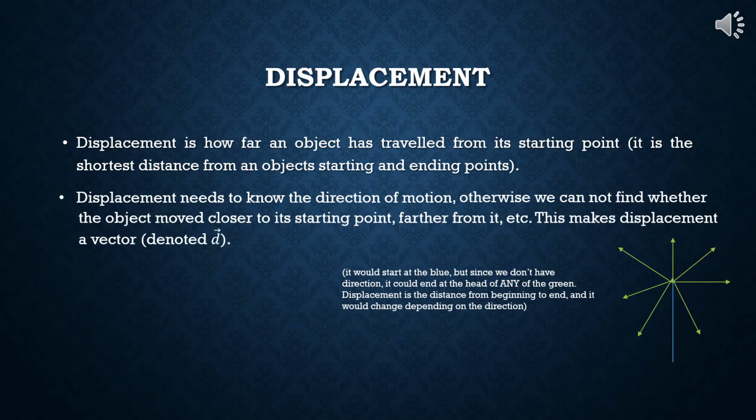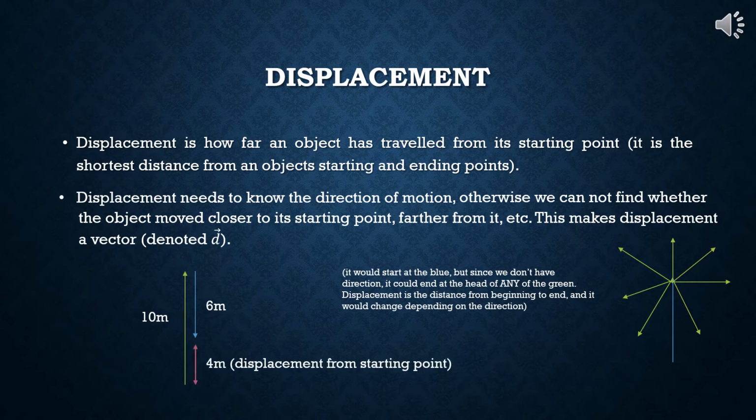If instead we'd said something like it moved 10 meters north, then 6 meters south, we now know it made a total of 4 meters north, since it went up 10 and down 6, resulting in a displacement of 4 meters north from where it began. This is why displacement is a vector, because it needs some indicator as to direction. I'll give some examples of this more later on in the video though, so don't be too worried if you're confused.